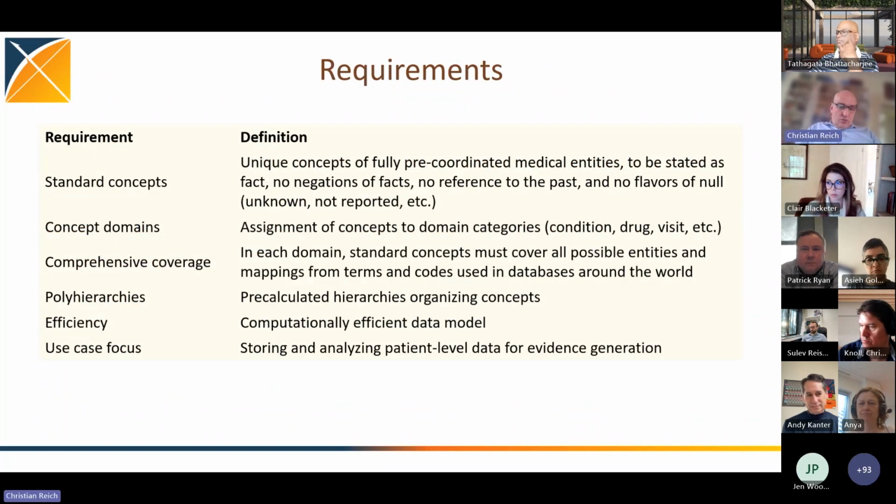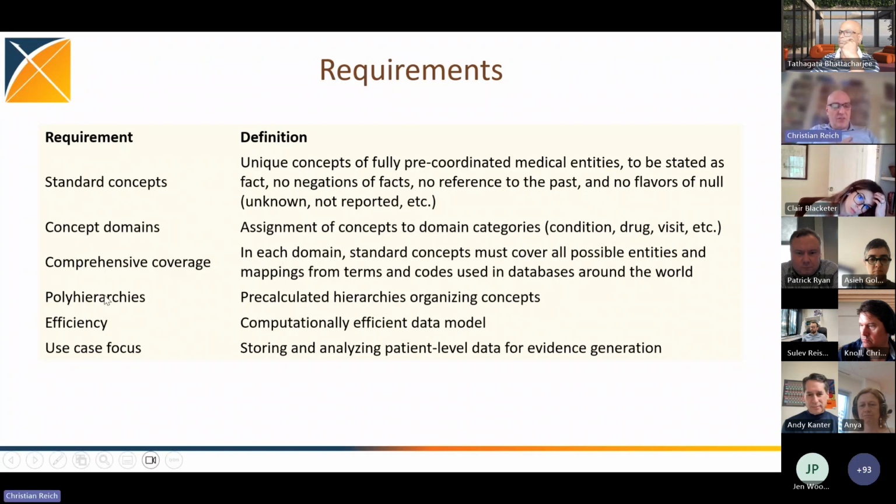We also had to put in what a centralized system like this actually needs. What are the attributes that it needs to have? What does it need to do? These requirements are still under debate, and we'll bring this into the community soon, certainly this year, into a larger debate. But as far as we've gone in the paper, we have standard concepts which uniquely explain certain medical entities: one concept for one entity. They live in domains. We decide what the domains are. They comprehensively cover everything.